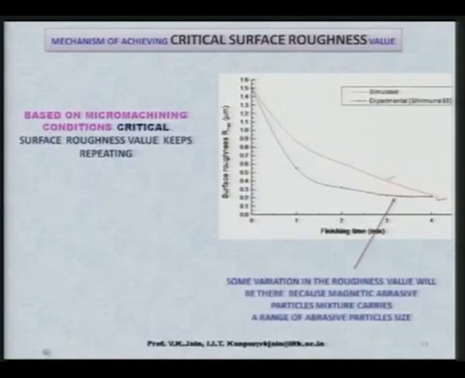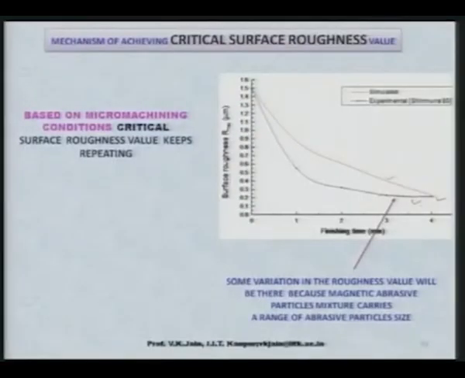Some variation in the roughness value will be there, because the magnetic abrasive particles mixture carries a range of abrasive particle sizes also. Suppose there is a certain mesh size whose abrasive particle diameter should be 2 micron. All the particles will not have the same 2 micron diameter; rather, it will vary in a certain range, and because of that, there is a variation in the critical surface roughness value that you are achieving for the given finishing conditions.